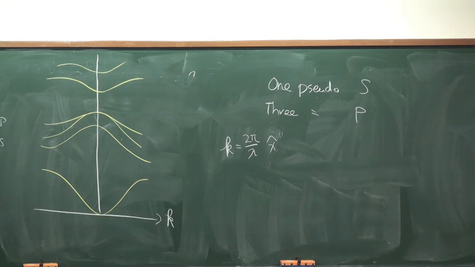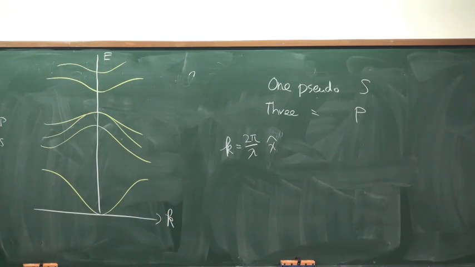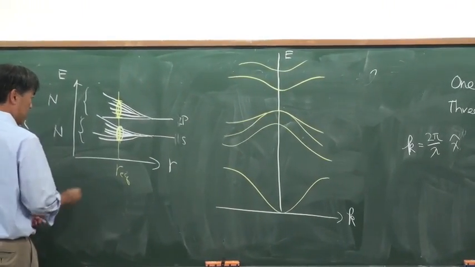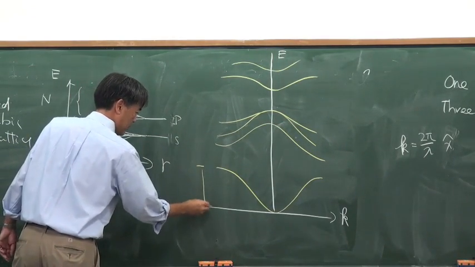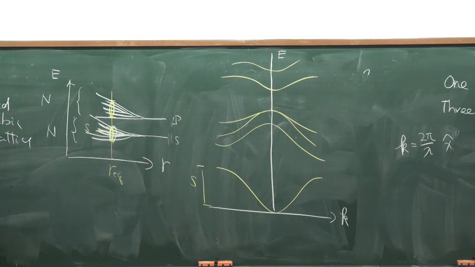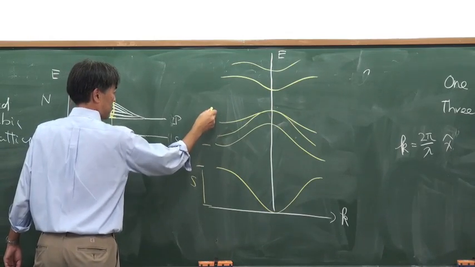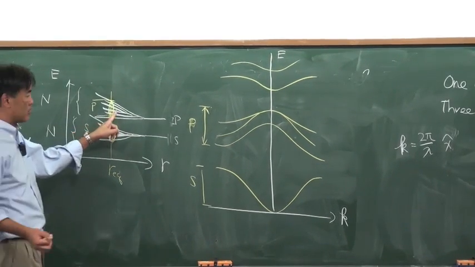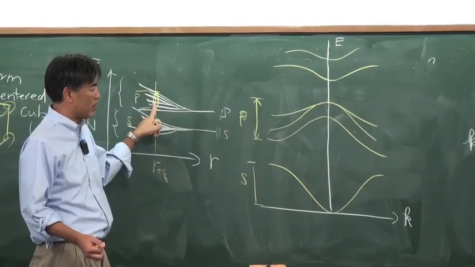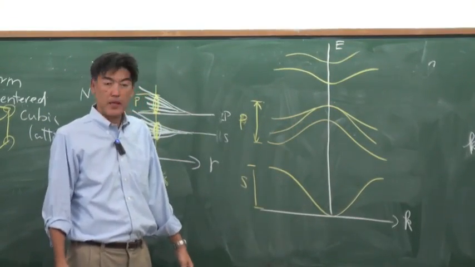So this is energy versus reciprocal lattice vector K, and this S part corresponds to the S part here, and this P part corresponds to here. So there is an S part and a P part. In fact, the P part is composed not only of one P, but actually 3P. So there's one S and 3P.